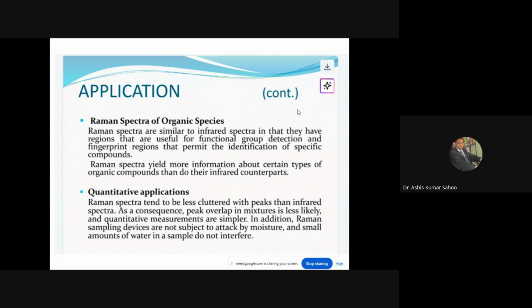Quantitative application. Raman spectra tend to be less cluttered with peaks than infrared spectra. As a consequence, peak overlap in mixtures is less likely and quantitative measurements are simpler. In addition, Raman sampling devices are not subject to attack by moisture and small amounts of water in a sample.